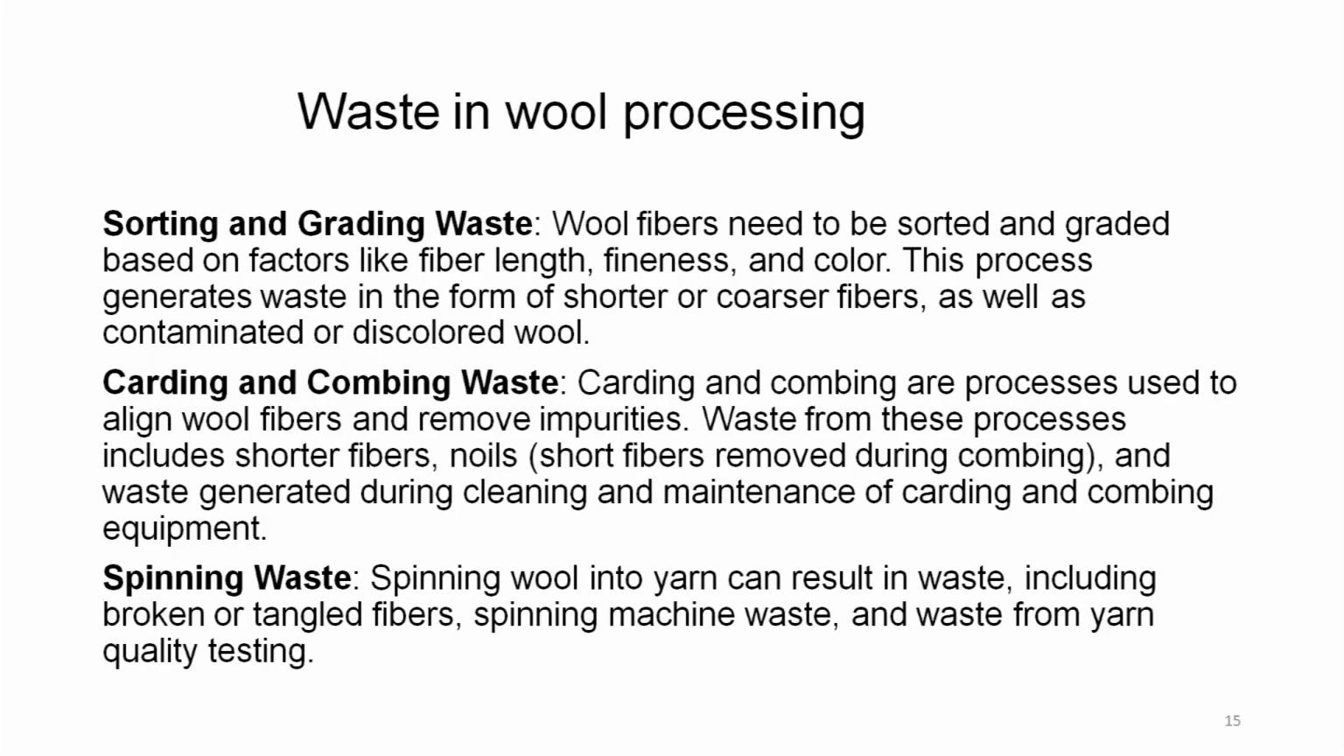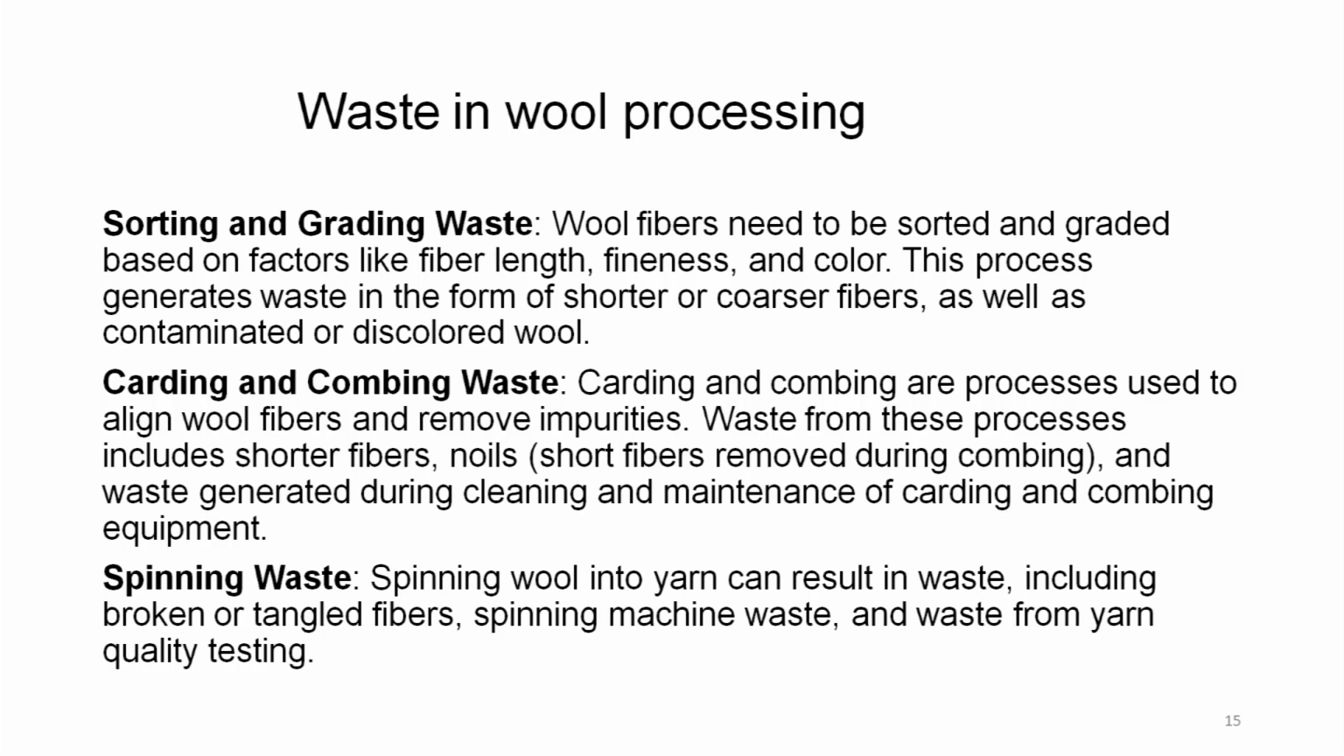Waste in wool processing could also arise from sorting and grading waste. Wool fibers need to be sorted and graded based on factors like fiber strength, fiber length, fineness and color. This process generates waste in the form of shorter or coarser fibers as well as contaminated or discolored wool. So, there are two different types and they need to be graded or sorted out.